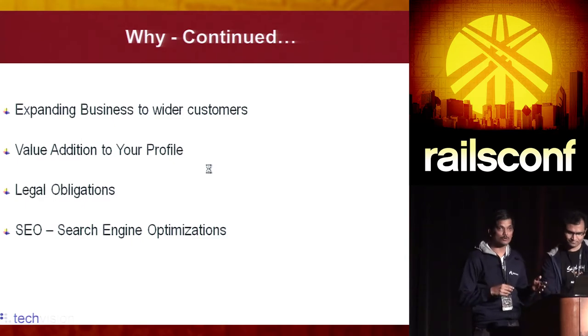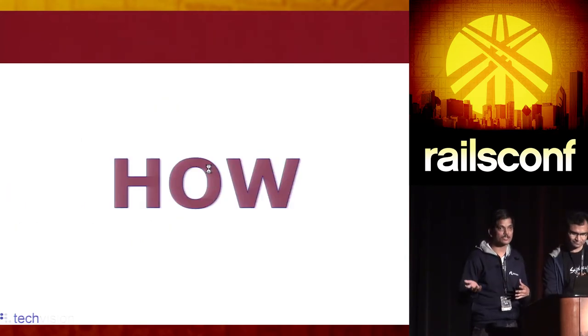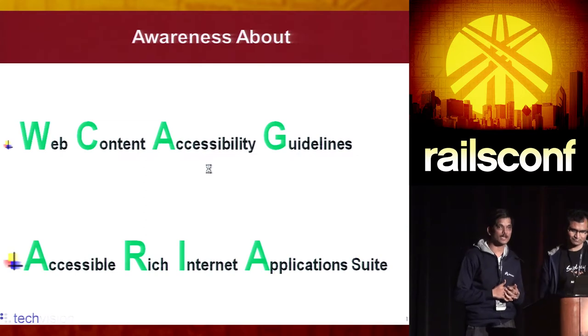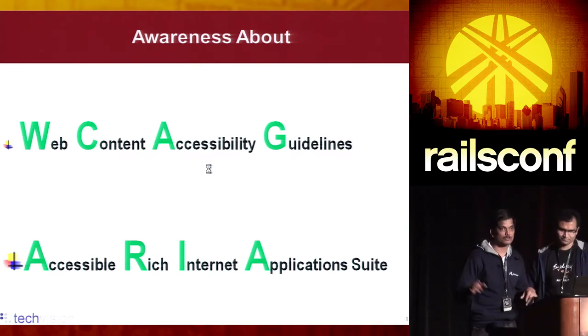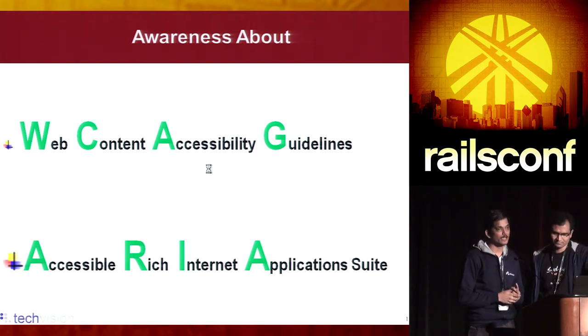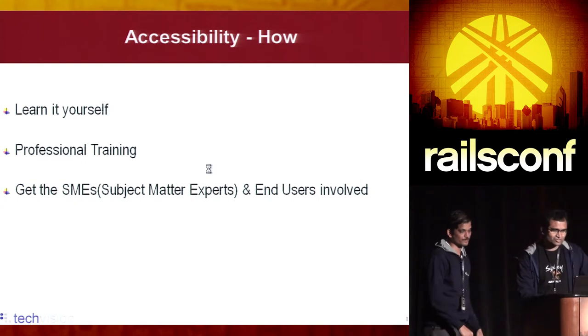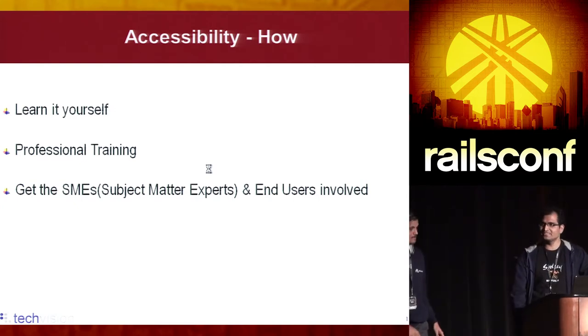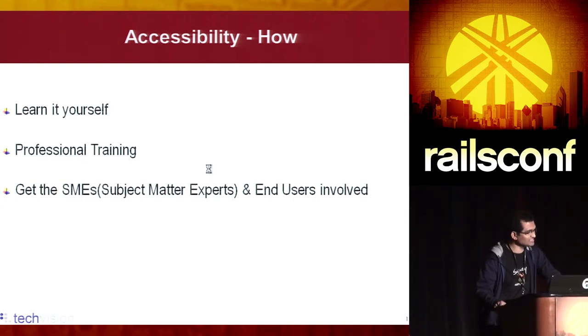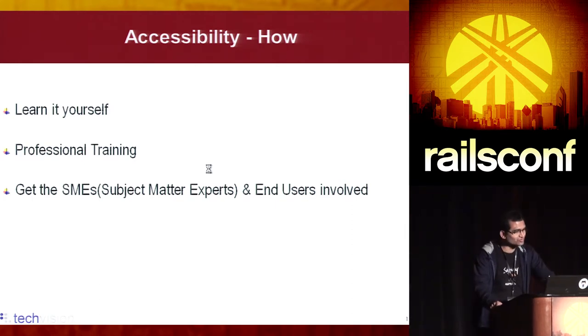How should you really go about it? Try and study the Web Content Accessibility Guidelines or Accessible Rich Internet Applications. Just Google for WCAG 2.0 or ARIA, and I think you will be pretty much set. And there is something more to it, of course. So how can accessibility be implemented? There are three ways. You can learn it yourself. You can get professional training. And the third way is to get the subject matter experts and the end users involved.